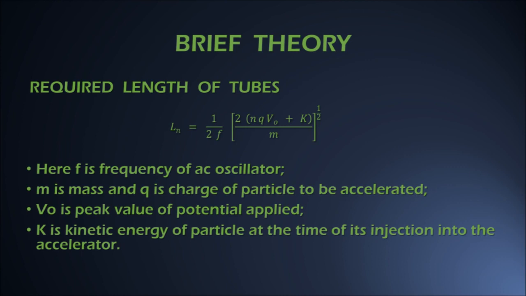In this relation, F is frequency of connected AC oscillator, m is mass of charged particle, and q is charge of the particle. V naught is peak value of potential applied. K stands for kinetic energy of the particle at the time of its injection into the accelerator. So using this relation, we can decide the length of first tube, then length of second tube, and so on.